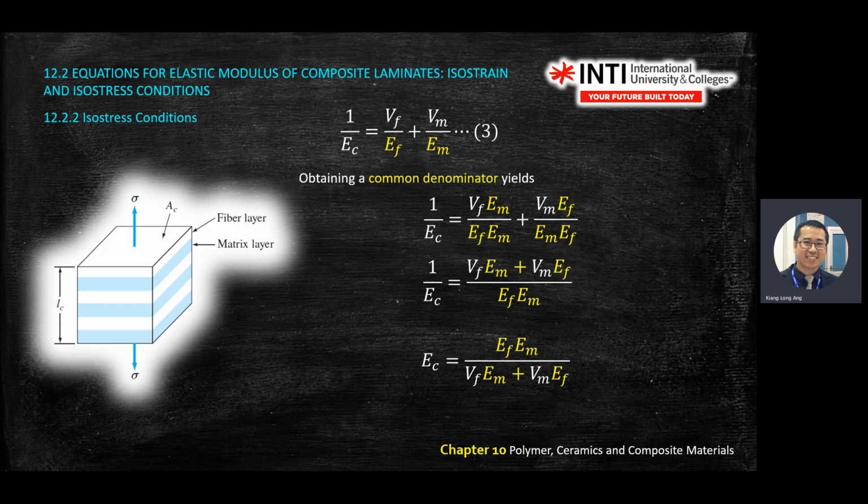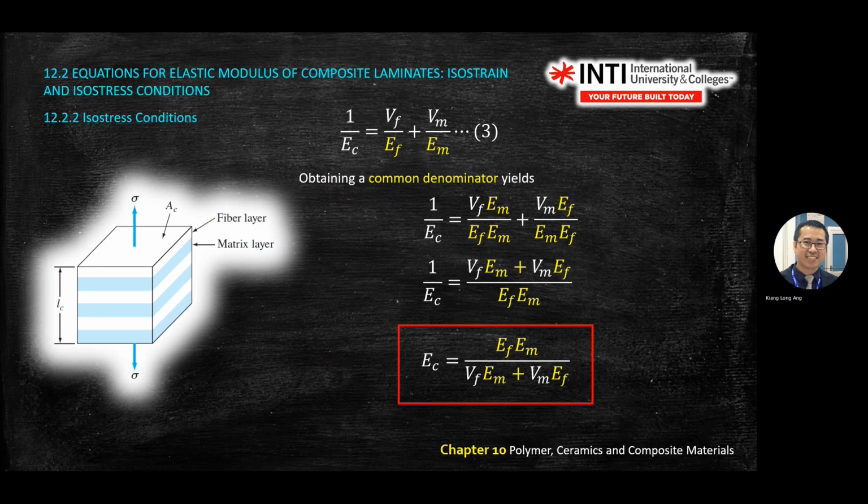And you can further simplify, into the one that you see. It means you flip the equation. You flip the equation, and you'll get this one. Okay. Because normally the question will give you the composite Young's modulus, or modulus of elasticity, or it asks you to find the modulus of the composite.